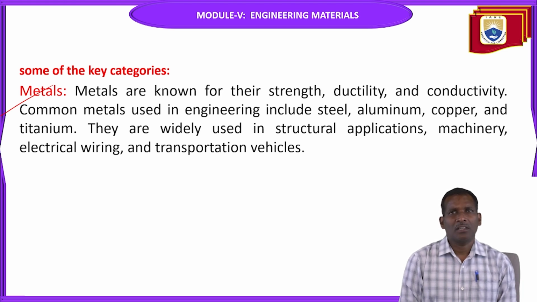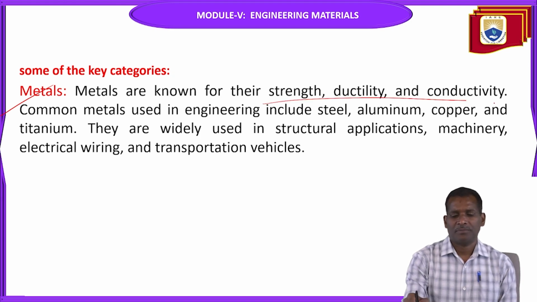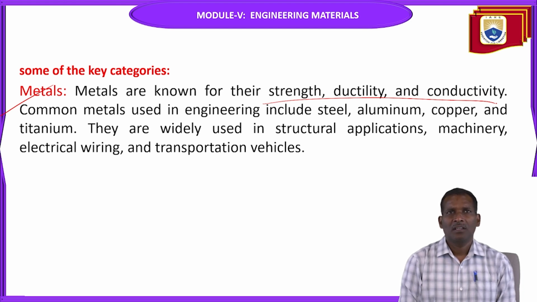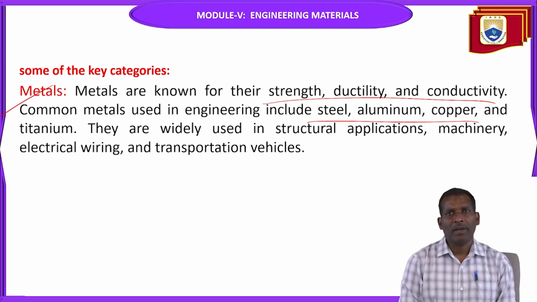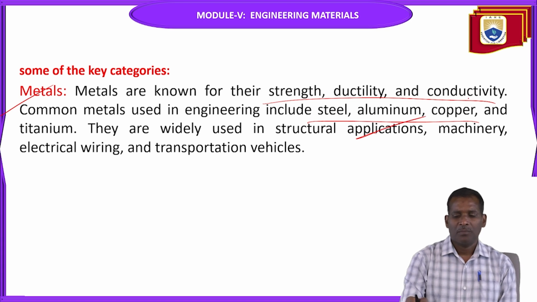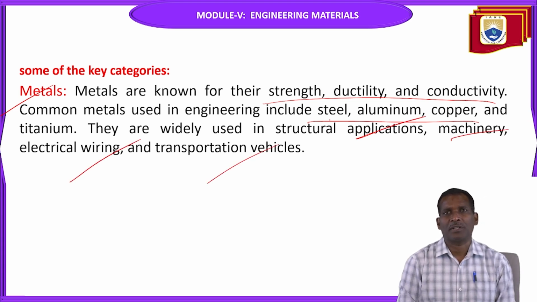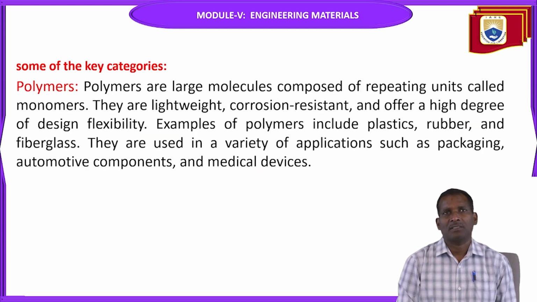Metals are known for their strength, ductility and conductivity. These are mechanical properties. Common metals used in engineering include steel, aluminum, copper and titanium. They are widely used in structural applications, machinery, electrical wiring, and transportation vehicles.